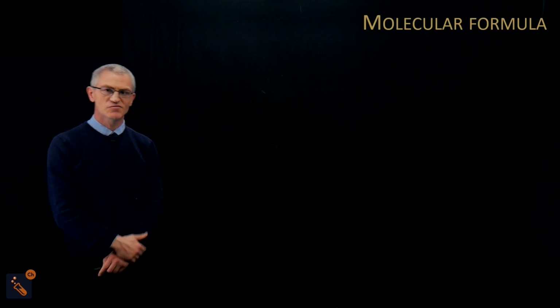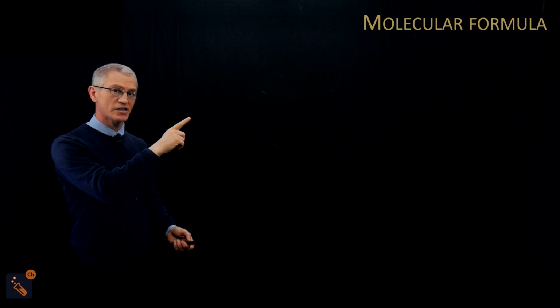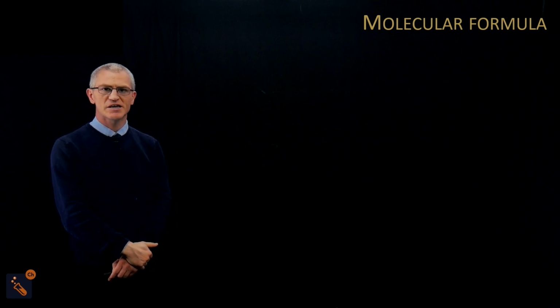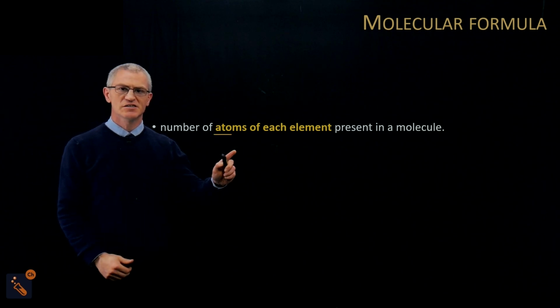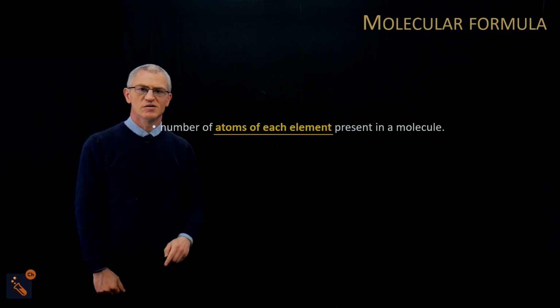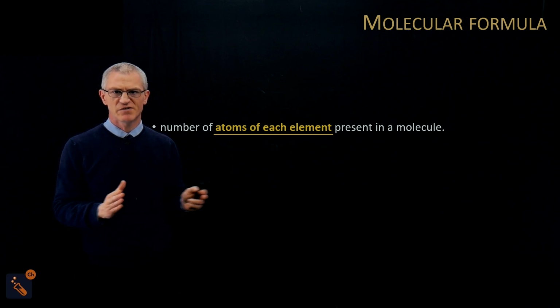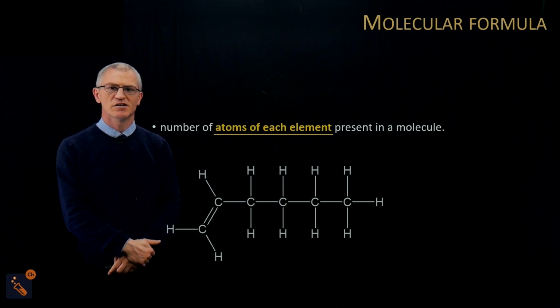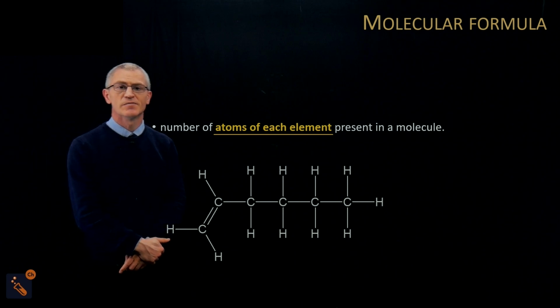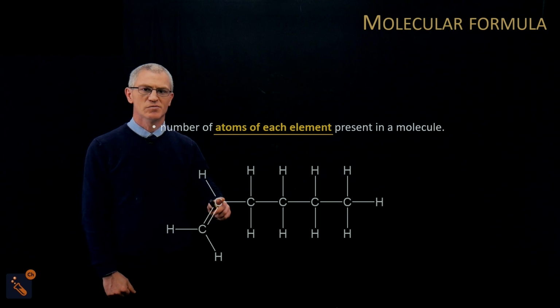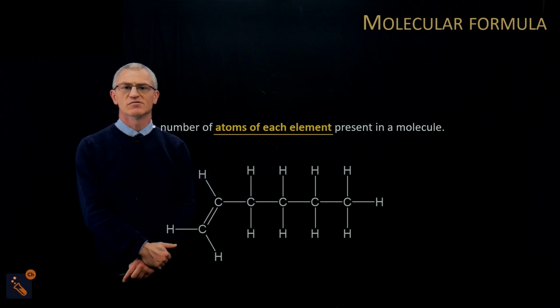Now, molecular formula, it's really important that you understand the difference between molecular formula and empirical formula. So molecular formula is just the number of atoms in each element present in a molecule. So the number of atoms of each element. So it's very, very simple in terms of how it's presented. So let's look at a displayed formula of this compound, which is hexene. So you've got a double bond, and this is an alkene called hexene.